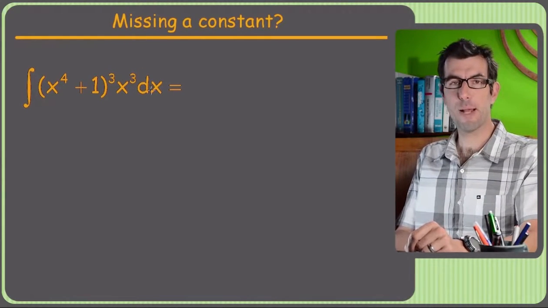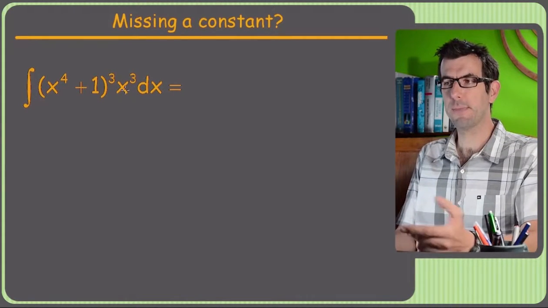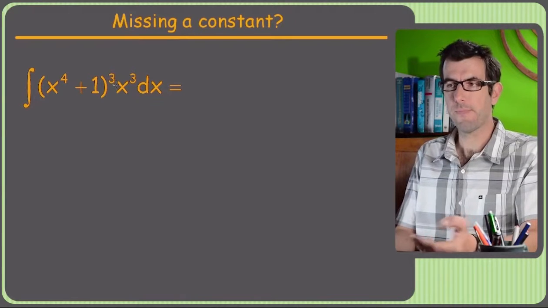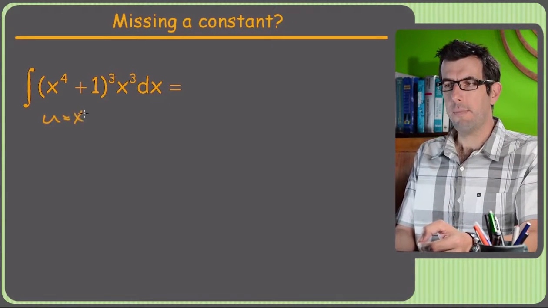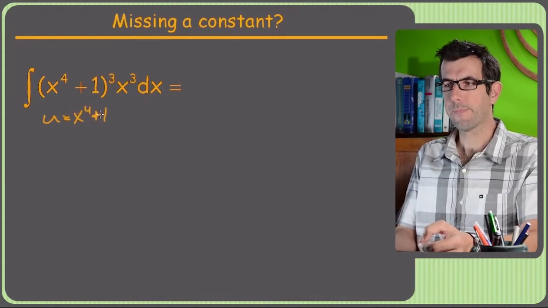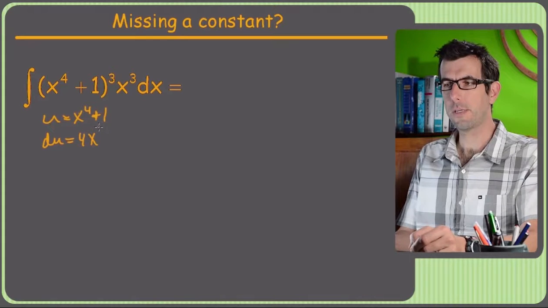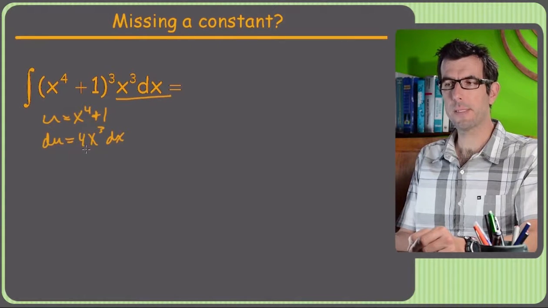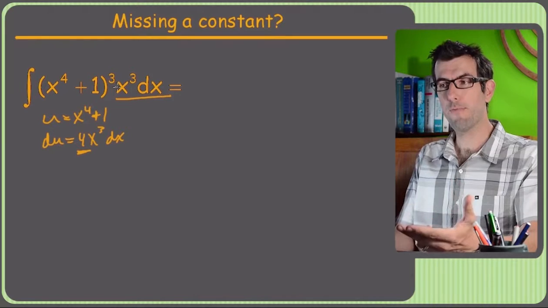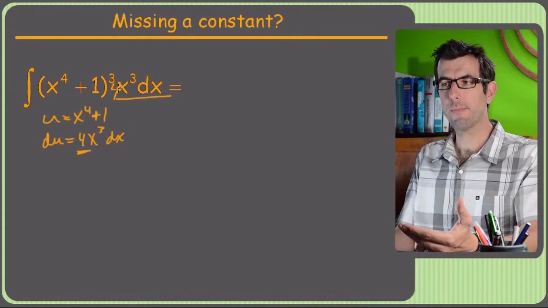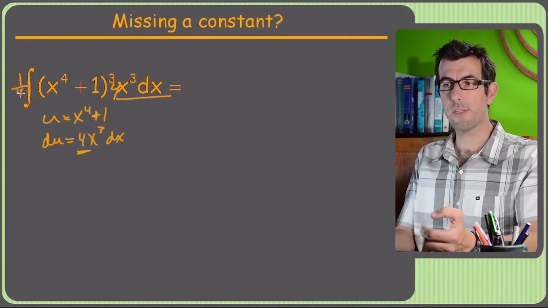Now here's that same problem we've seen a bunch of times now, except it's missing something, and that's because our u equals x to the 4th plus 1, which means our du equals 4x cubed dx. Now the problem is I've got an x cubed dx, but I'm missing the 4. So I've got to sort of come up with a 4 right here, otherwise I can't do the problem, which means I need a 1/4 out front to make up for it.